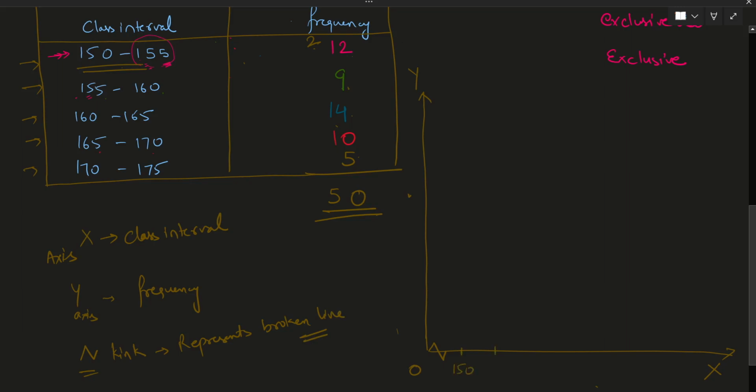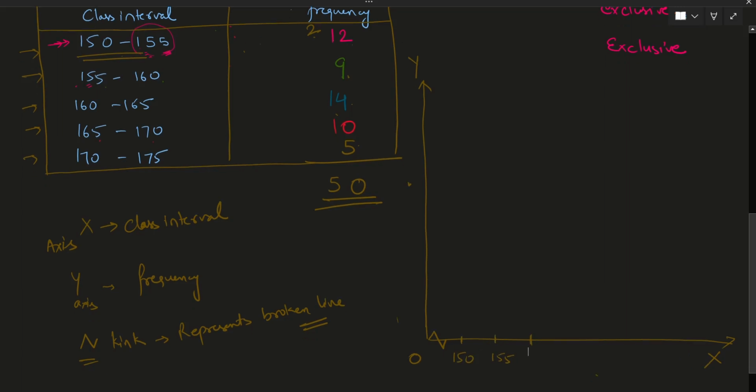Okay. Then we say 155. Then we say 160. Then 165. Then 170. And then last 175. It should be equal. Okay. In graph, you know how you will do. Yeah. I'll write the scale also, what I'm taking now.